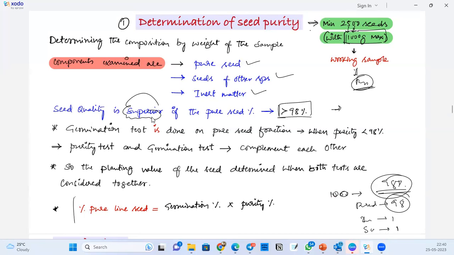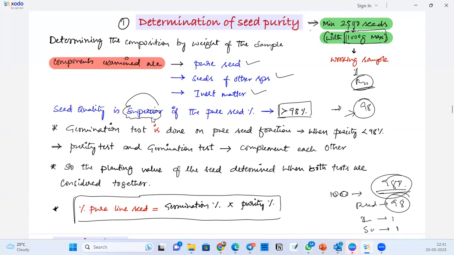And there is a formula for calculating the percentage of pure live seed, which is germination into physical purity. Out of these 98 pure seeds, how many are actually live? That we can know by the germination percentage, right? So just by multiplying the germination percentage and the purity, we'll get the percentage of pure live seed, which are pure and simultaneously live. So this is the formula.